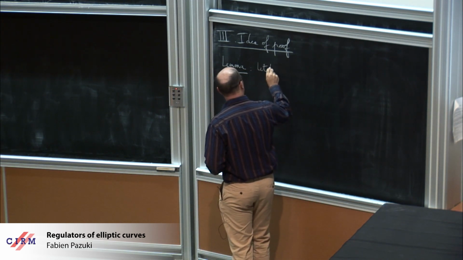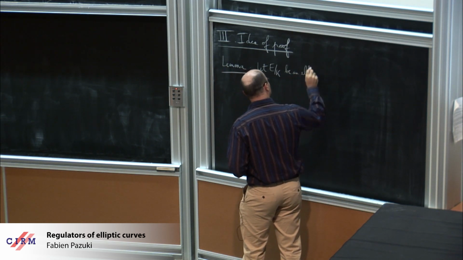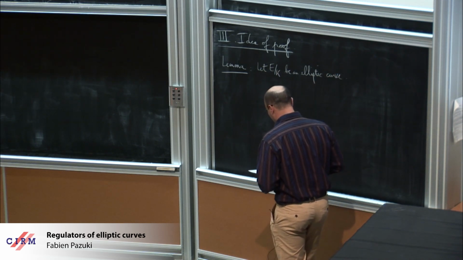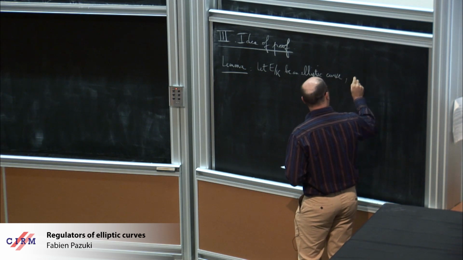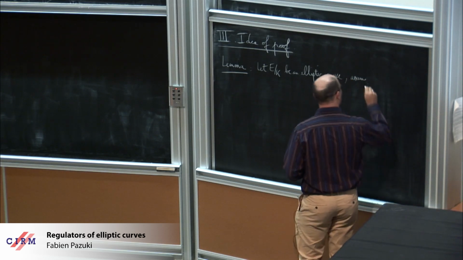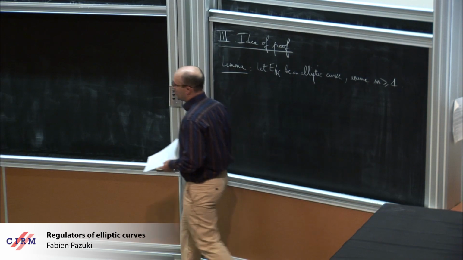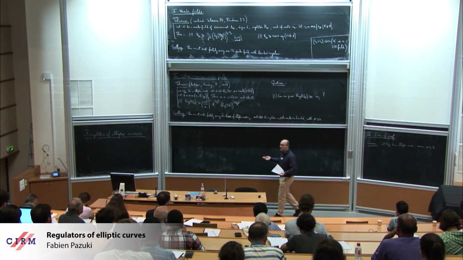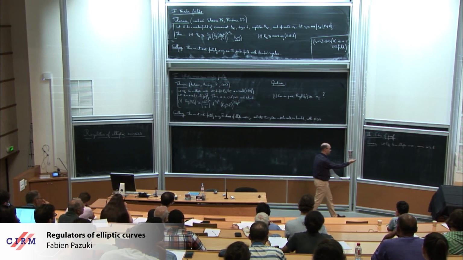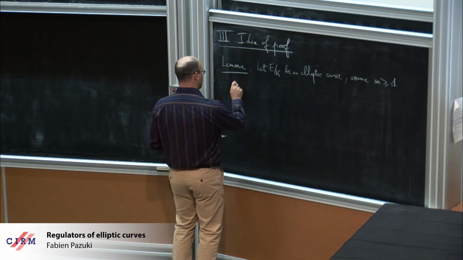It starts like this. So you pick an elliptic curve over K, defined over a number field K. Assume that the rank is larger than 1. Well, if you want to study the regulator, assuming the rank is larger than 1 is obvious, so it's not a restriction.